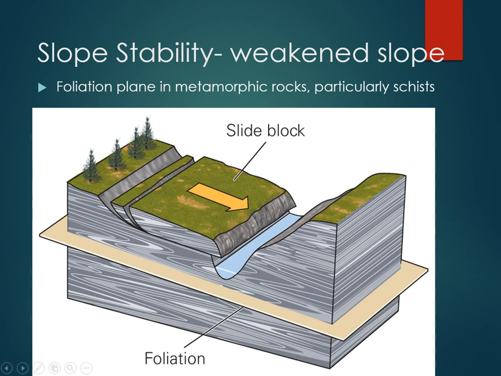This can also happen in metamorphic rocks, particularly in schist or gneiss, where the foliation is parallel to the surface. If you remember, foliation is an alignment of minerals, particularly those platy minerals like muscovite and biotite. And so those make a nice little surface for the blocks to slide down.